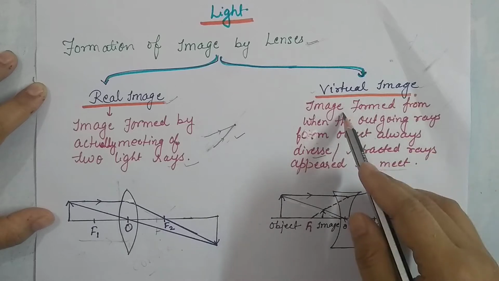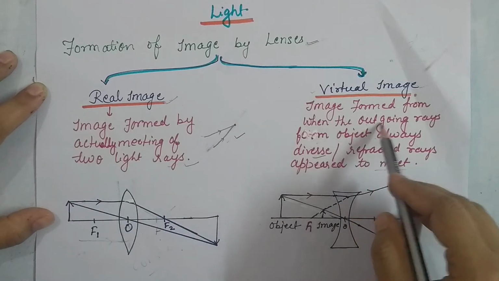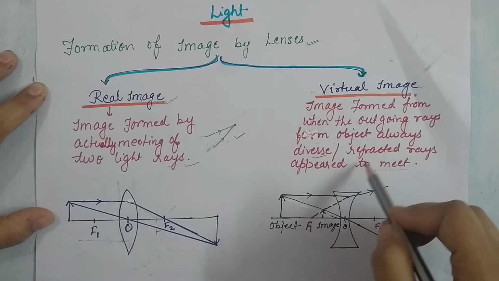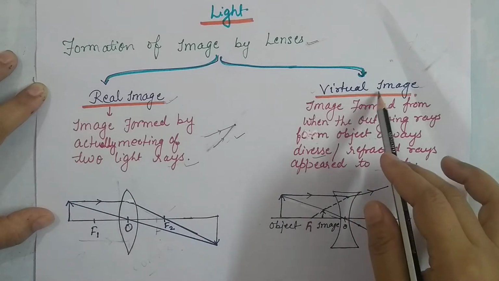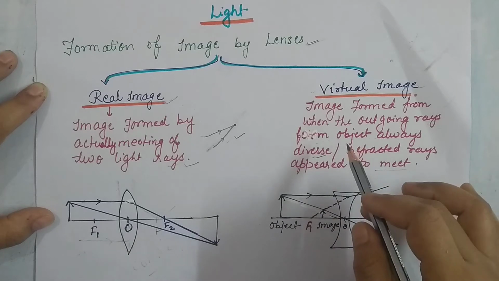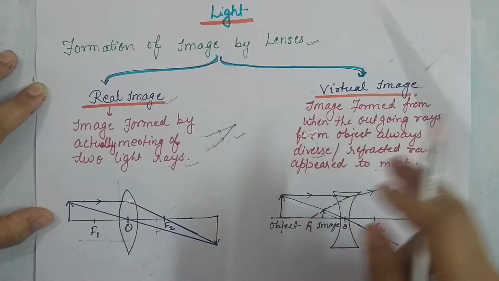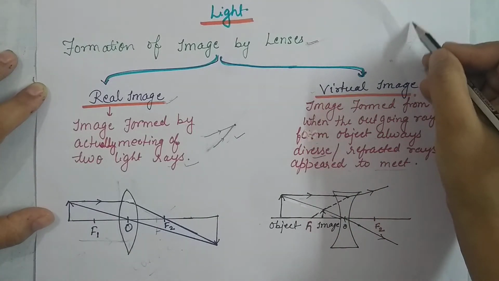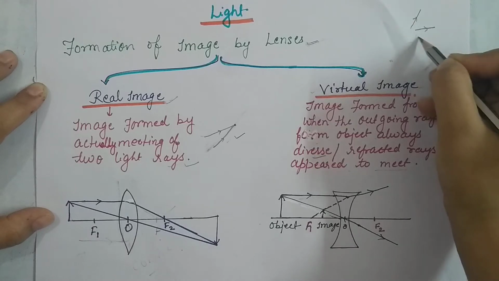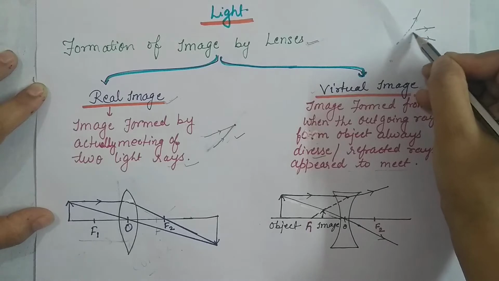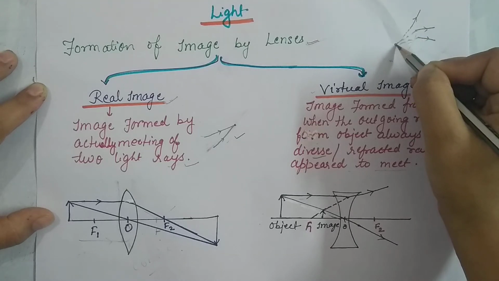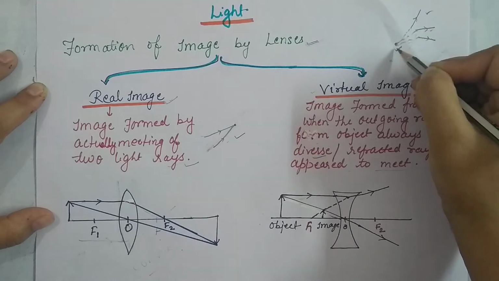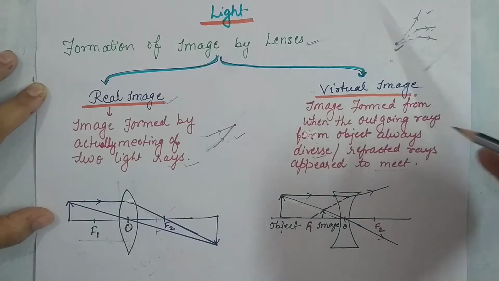Virtual image is the image that is formed when the outgoing rays from an object diverge after refraction and appear to meet. It means the light rays do not actually meet, but they appear to meet. When the light rays diverge, we extend them back and join them, and here the light rays are not actually meeting, but appear to meet. So that is the virtual image.